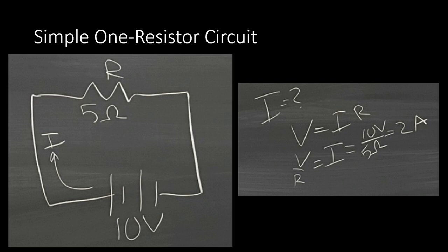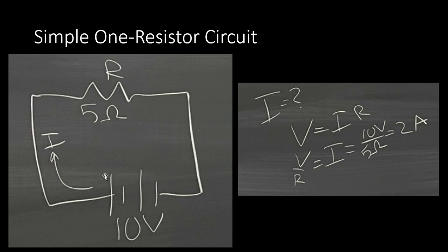In a simple circuit with one resistor, we might be given two different components. Usually we know the power supply in our circuit, and usually we know the resistance of all of our resistors. So hypothetically, if we had a 10-volt power supply driving current through a 5-ohm resistor, what would be the current? Well, if volts equals IR, then rearranging to solve for I gives voltage divided by resistance. 10 volts divided by 5 ohms is 2 amps.